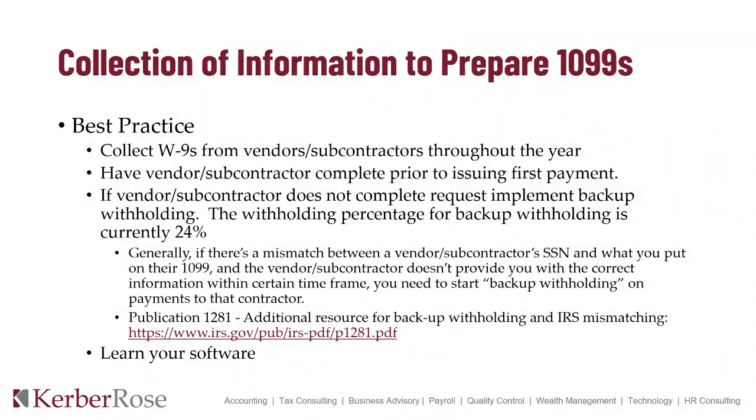Once in a while, we'll issue 1099s, and then the IRS will come back to us and say there's a mismatch between the vendor subcontractor social security number and what you put on their 1099. So basically, at that point, you're supposed to have them complete a new W-9 with the correct information. And again, if they don't do that, then you need to start with the backup withholding.